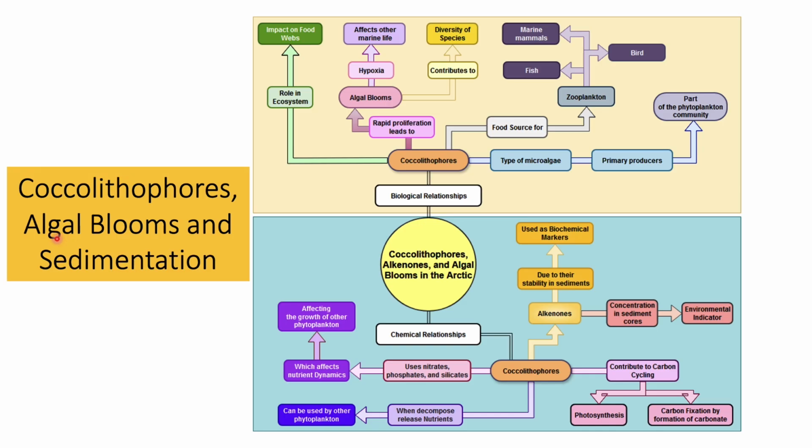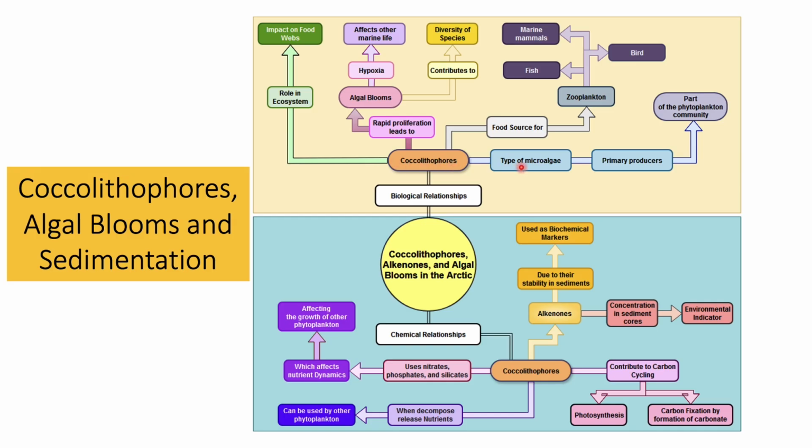And how are the coccolithophores, algal blooms and sedimentation interrelated to each other? Basically, we can look at coccolithophores, alkenones and algal blooms in the Arctic region. So one is a biological relationship. The rapid proliferation of coccolithophores leads to algal bloom, and if there is hypoxia, that affects the other marine life also. Otherwise they survive, all the algae survive. Otherwise these algal blooms contribute to the diversity of the species seen in the Arctic region. Similarly, coccolithophores are also involved in various roles in the ecosystem. They actually impact the food webs also.